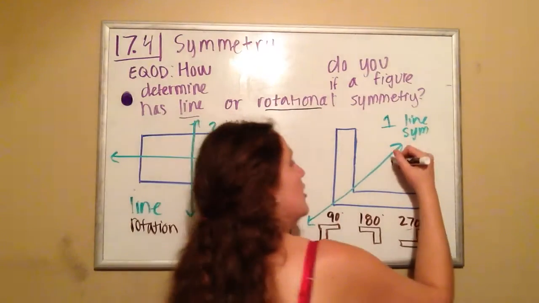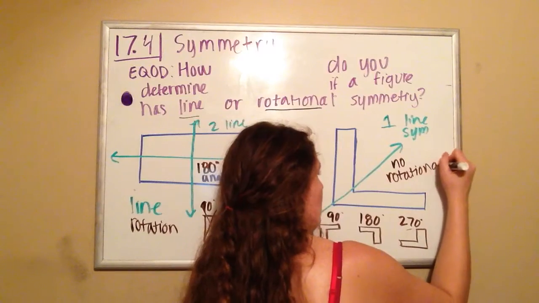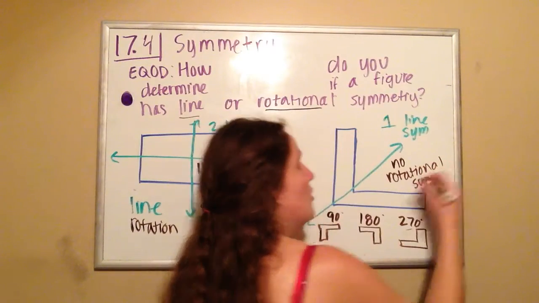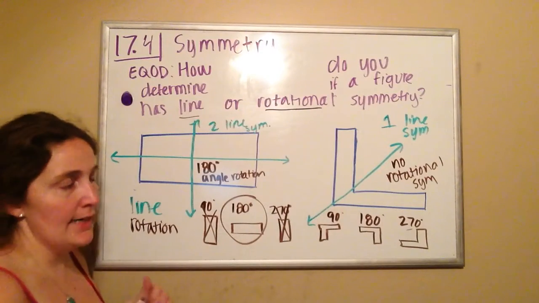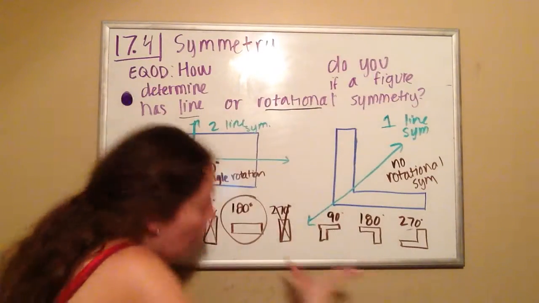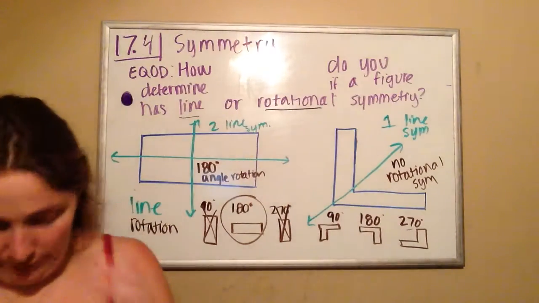So this has no rotational symmetry. There is no way to turn this and make it look like the exact same L unless you go all the way around to 360 degrees. And that one doesn't count because that works for every shape.